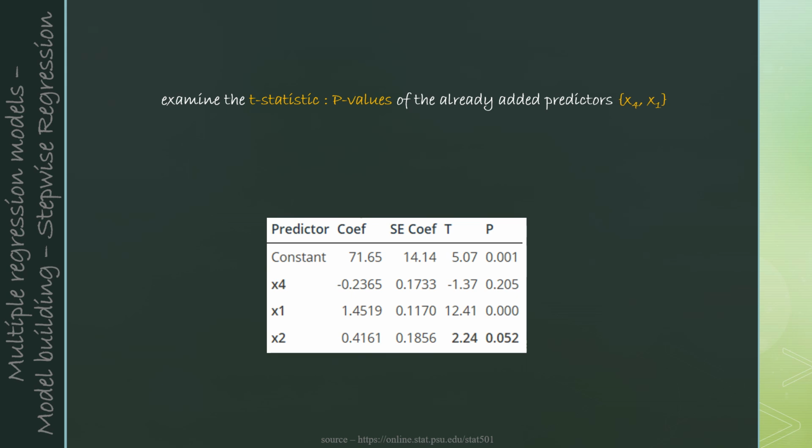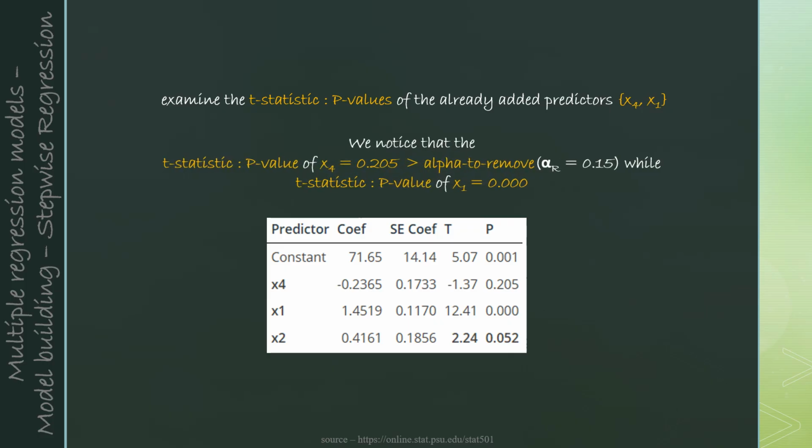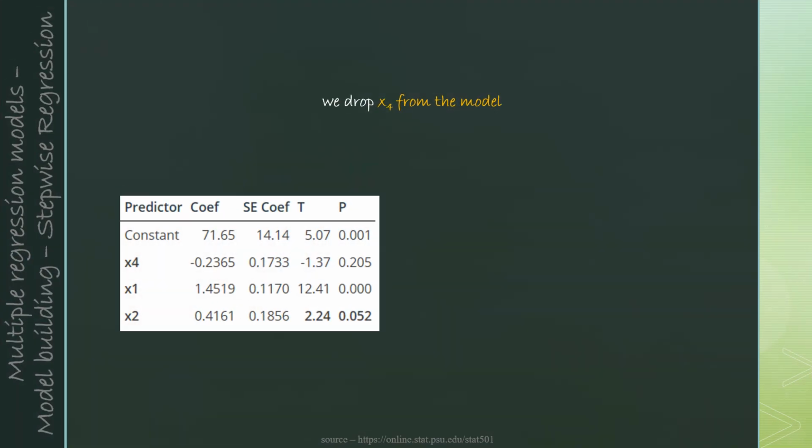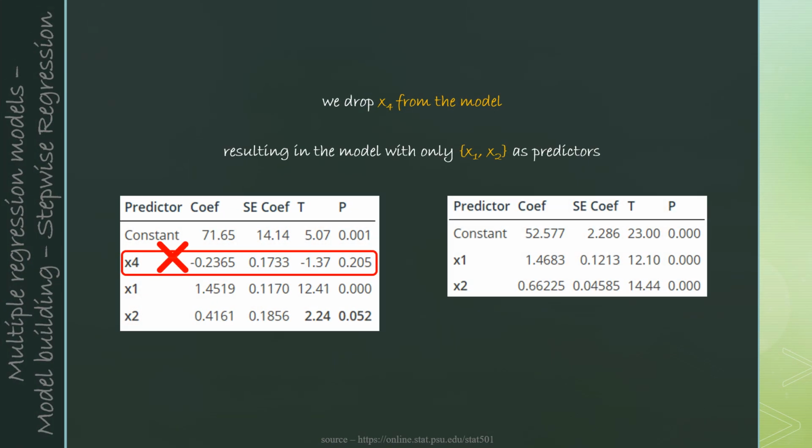As the next step, we examine the t-statistic p-values of the already added predictors x4 and x1. We notice that the t-statistic p-value of x4 equal to 0.205 is greater than alpha to remove, that is, alpha r equals 0.15, while the t-statistic p-value of x1 equals 0.000. Therefore, we drop x4 from the model, resulting in the model with only x1 and x2 as predictors.